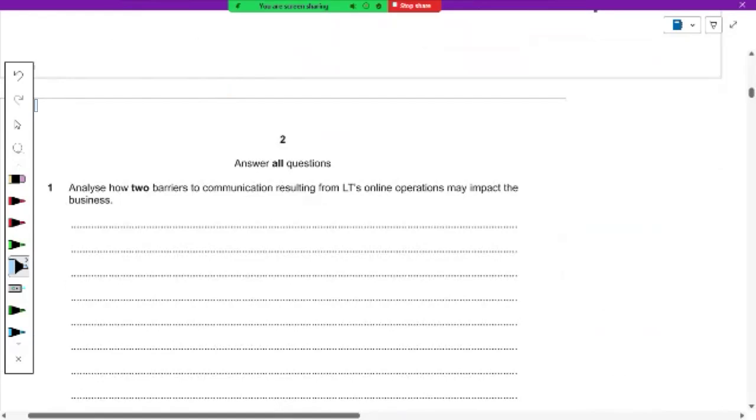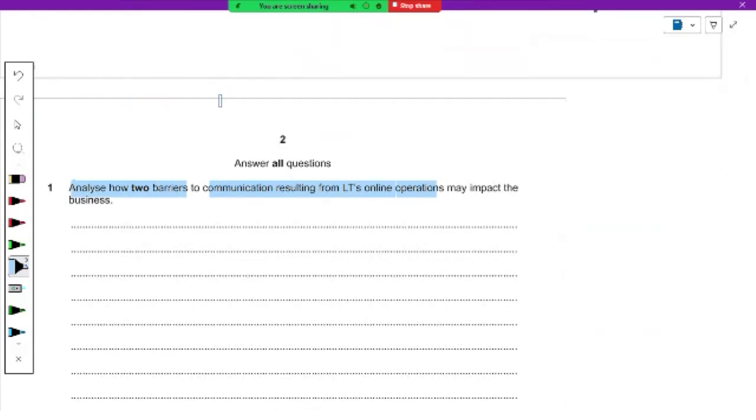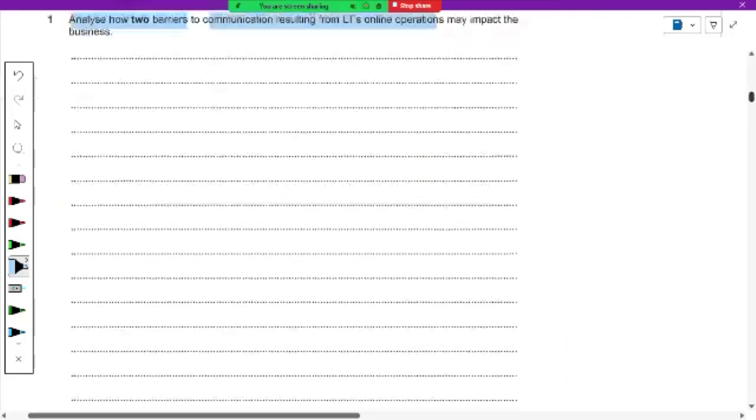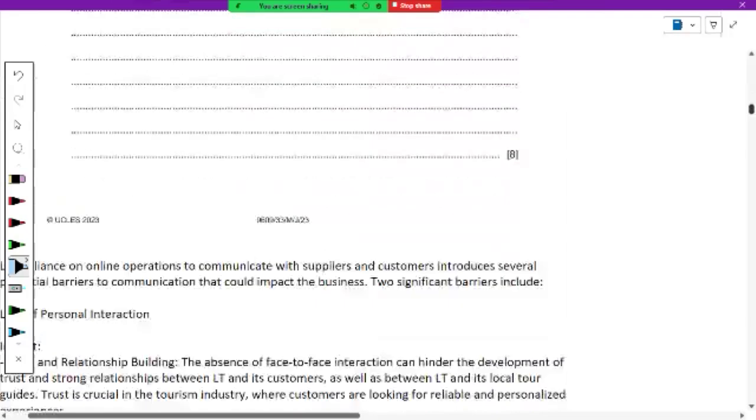Okay. So we have the very first question, and this is about analyzing how two barriers to communication resulting from LT's online operations may impact the business. So basically, we have to discuss two barriers to communication which would result from LT's online operations and how they may impact the business. The impact, the negative and the positive thing, we are going to discuss. Those things result just because LT has been operating online. So now let's see what types of two barriers we have to look at.